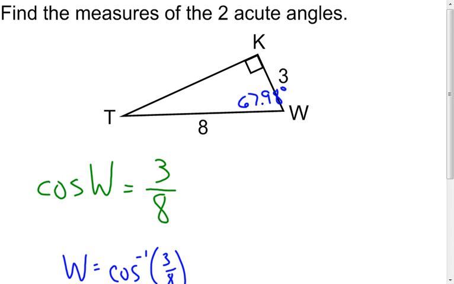Now I need to find the measure of angle T. You have two choices here. I would probably go with the fact that I know the three angles in a triangle add up to 180 degrees. I would just take my 180, subtract out the 90 plus 67.98 and figure out what my answer is.